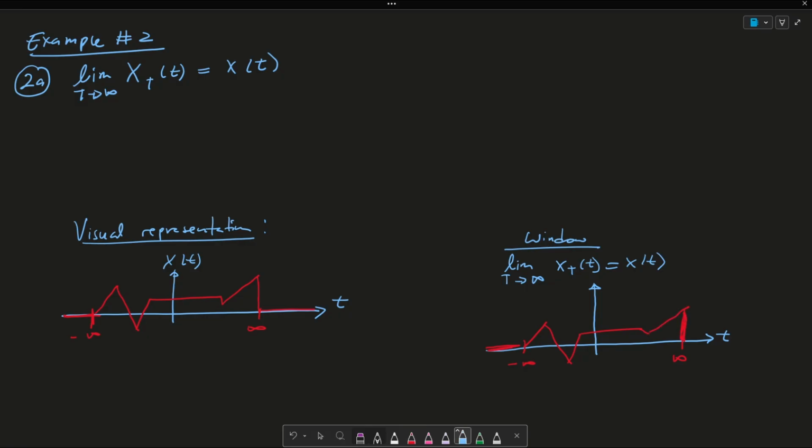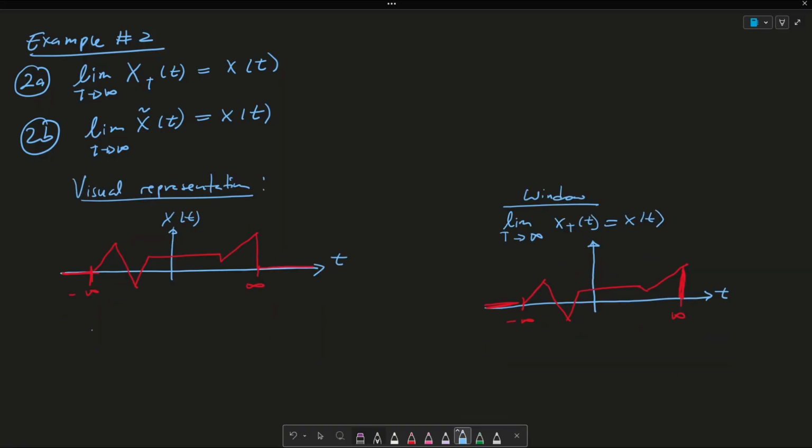Now, the second part of my example 2, let me call it 2b, says that if I then take the limit as t goes to infinity of my x tilde of t, so my repeating function, I will also get x of t. And this makes sense, right? Because since the window itself is equated to x of t, that means that the repeating signal will essentially just be the original signal x of t.